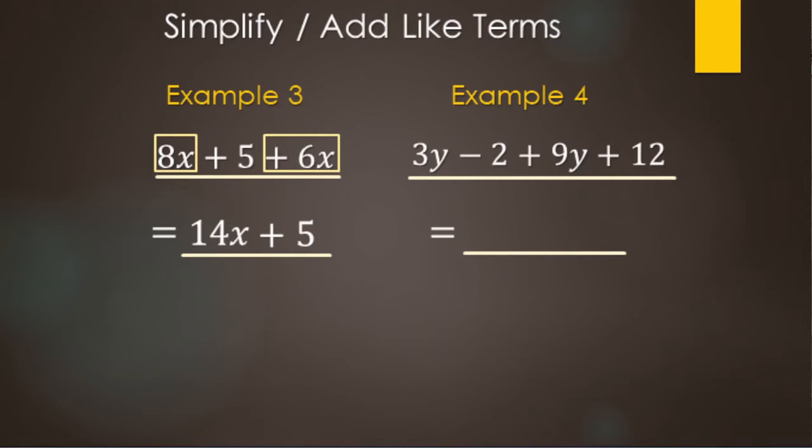Let's go ahead and add like terms or simplify 3y minus 2 plus 9y plus 12. We're going to start by identifying the variable terms or the y terms. We have a 3y there and a plus 9y right there. So remember with these, the operation in front of your number there tells you what you're doing. So this is a plus 9y. And so we have 3y's plus 9y's is going to make a grand total of 12y's.